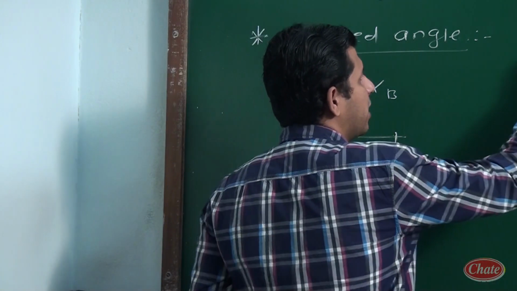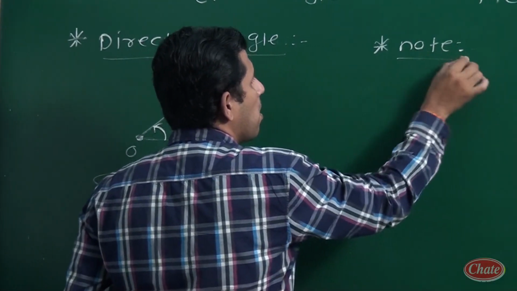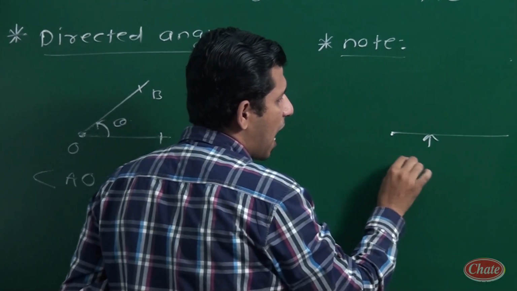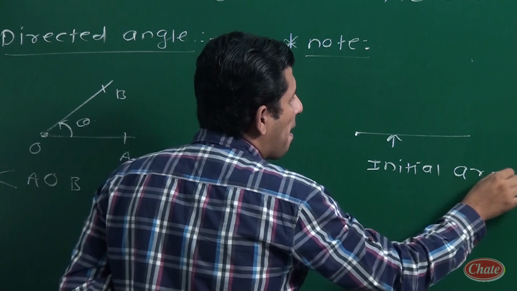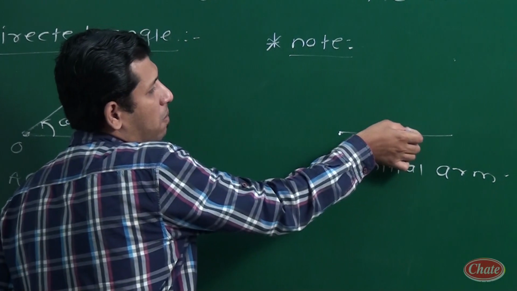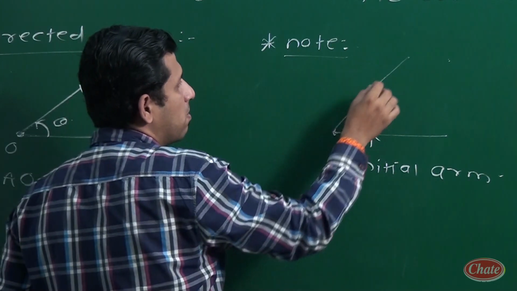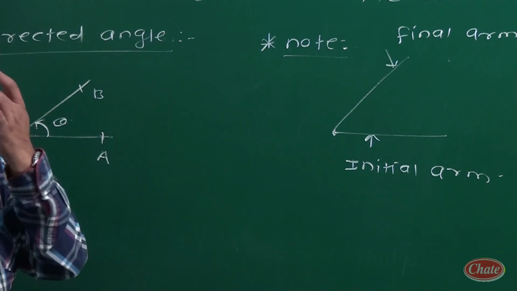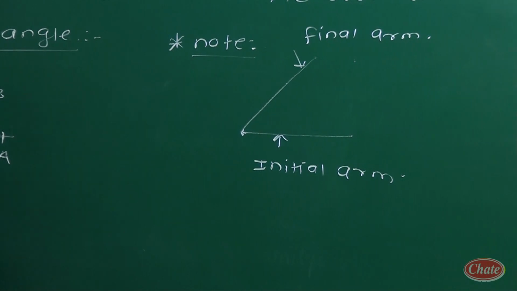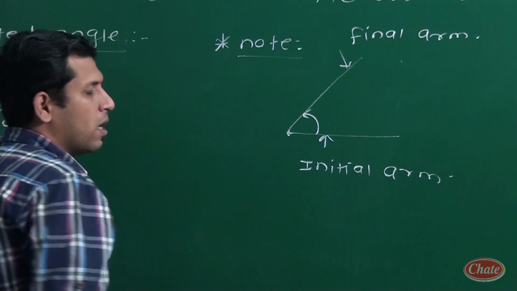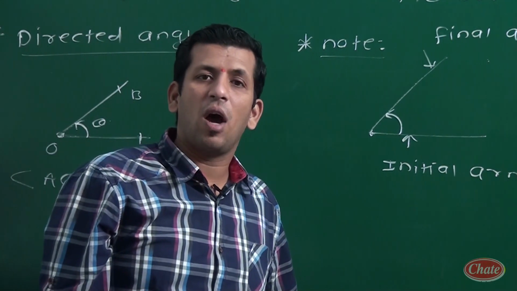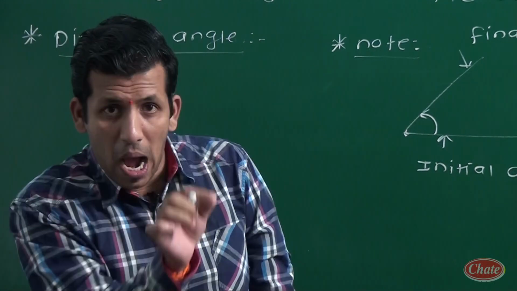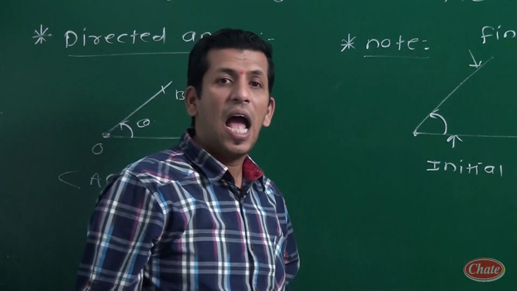Okay, now next note, dear student. This is called the starting arm or initial arm, and this I am going to shift like this. It is called the final arm. It is called what? Final arm. And if you are measuring the angle in anticlockwise direction, what is the meaning of anticlockwise direction? The direction will be opposite of our second hand, so that it is anticlockwise.